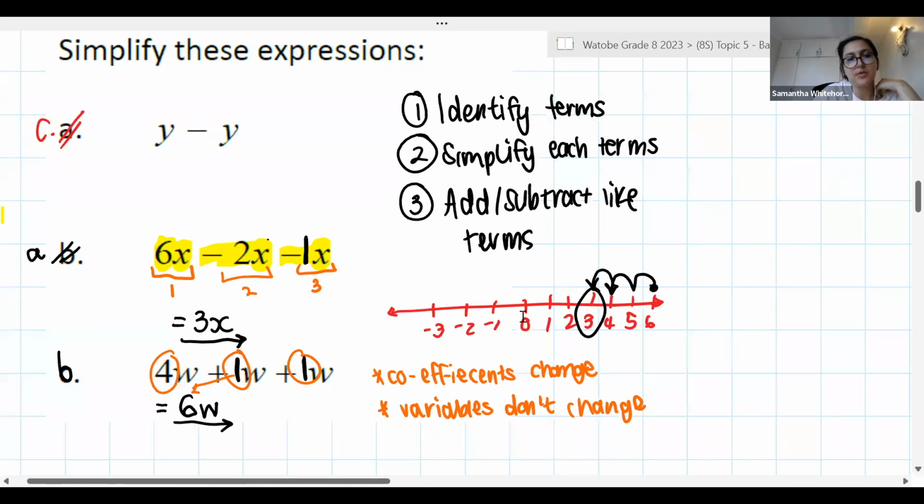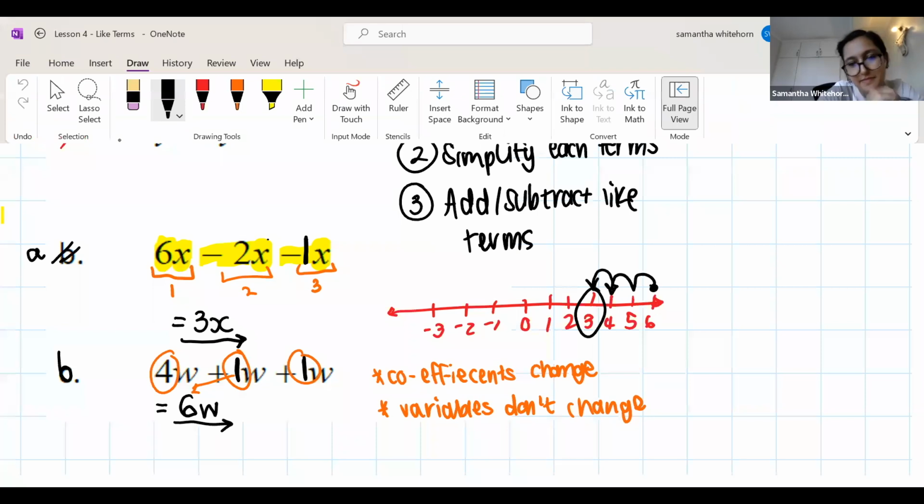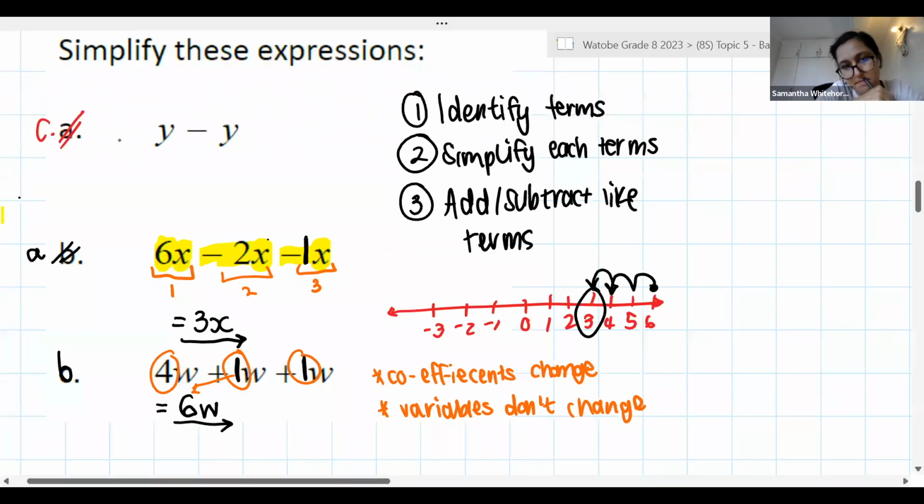Alrighty, guys, hands up. Who would like to help me with this weird question C that I had going on here? Apalele, help me out with C. For C, I put 1 in front of y, so y minus y, 1y minus 1y, which gave me 0y. Okay, perfect. Now I want to discuss that.